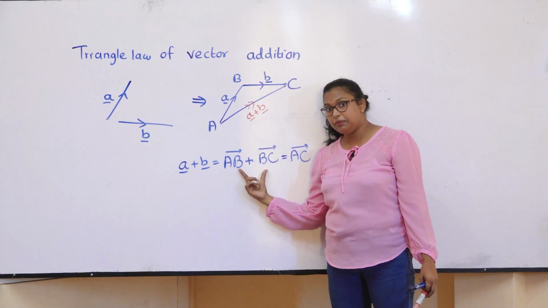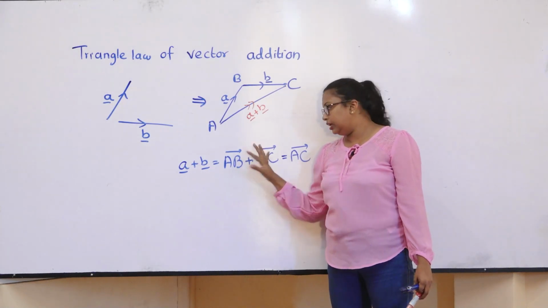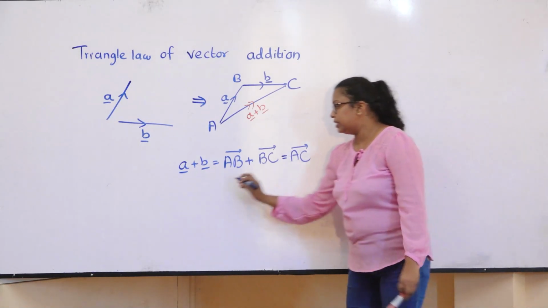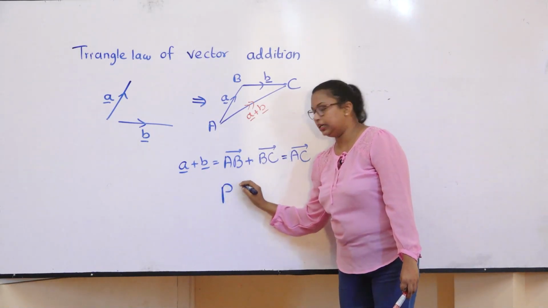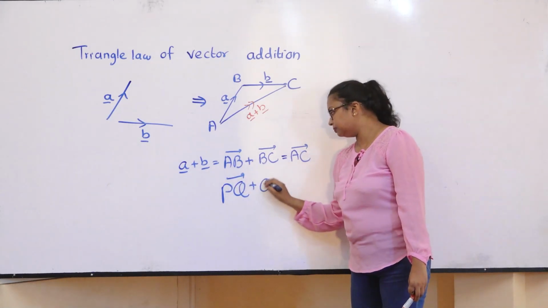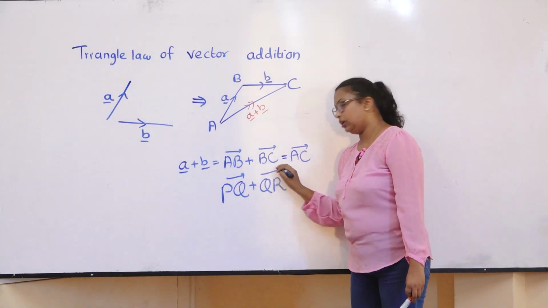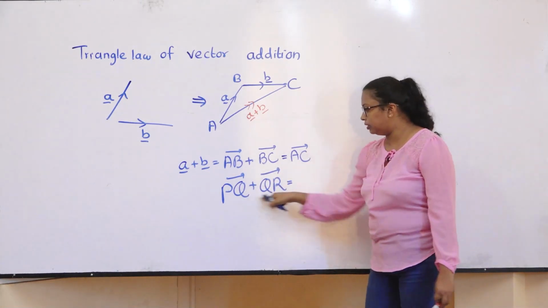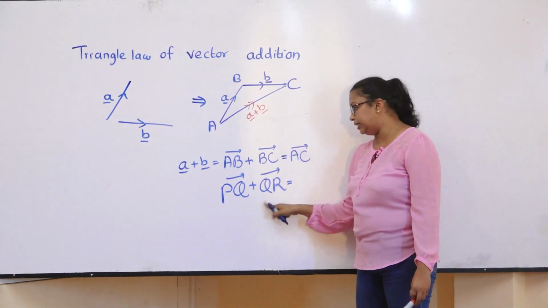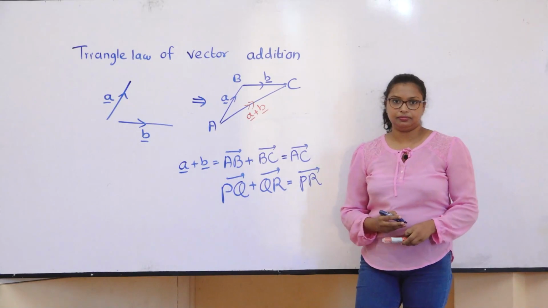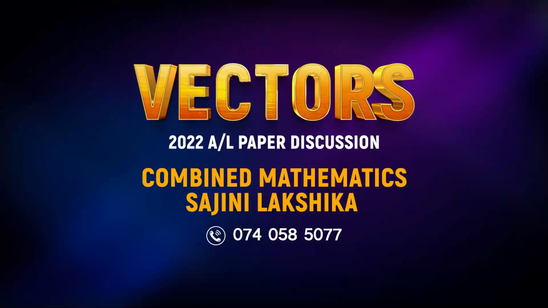So, the easy thing here is, once you have the same capital letter in the middle, you forget that and then write AC. For example, say you have PQ plus QR. Okay, this is equal to what? Forget Q, forget the common letter in the middle, the vector is equal to PR. Okay, so this always happens.